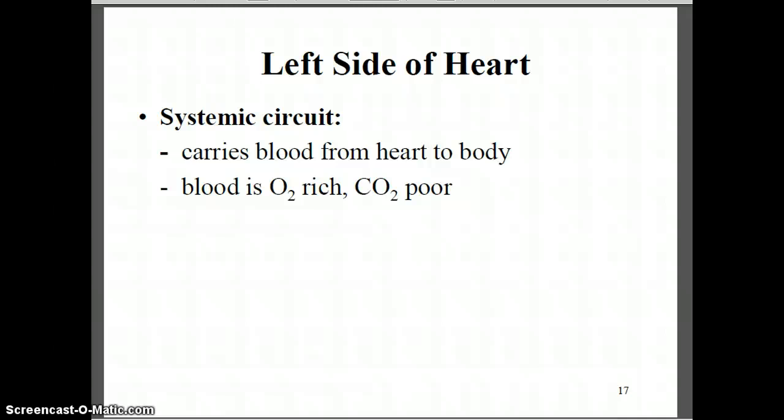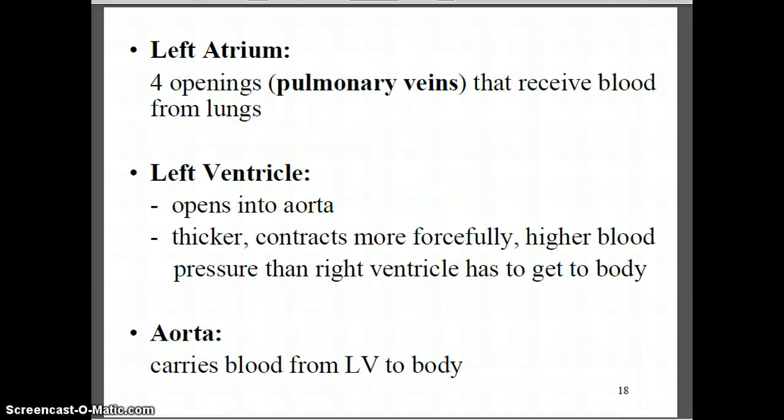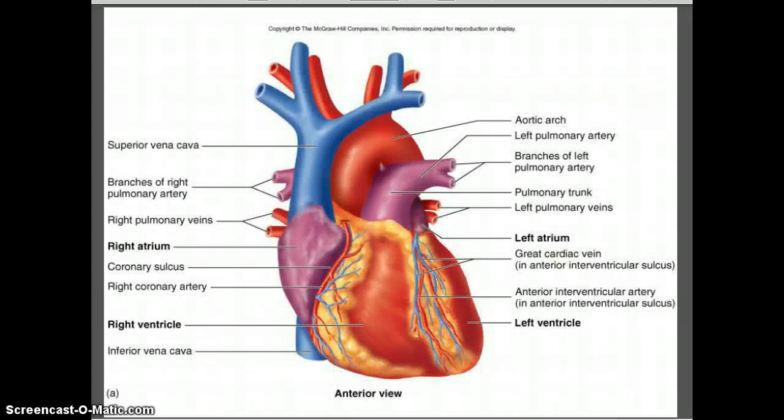The left side of the heart is called the systemic circuit because it carries blood from the heart. This blood is now highly oxygenated to the rest of the body. The left atrium has 4 openings that receive blood from the lungs. The left ventricle opens into the aorta, and it is the thickest of the chambers, contracts more forcefully, and has higher blood pressure than the right ventricle because it has to deliver blood to the entire body, not just to the lungs. The aorta carries blood from the left ventricle to the body.